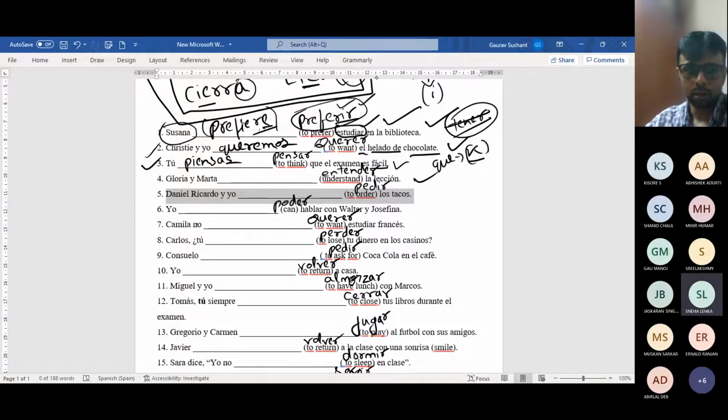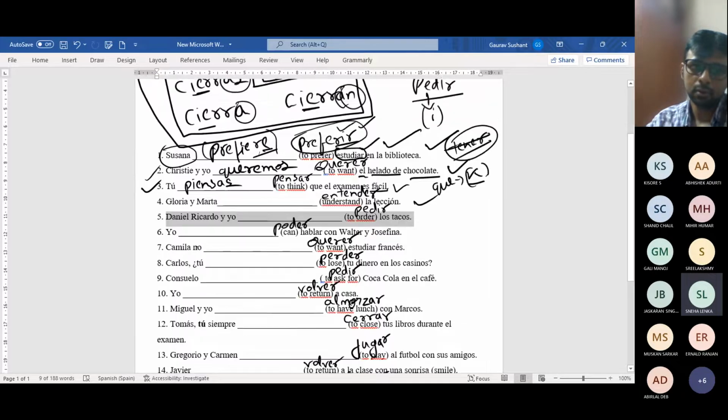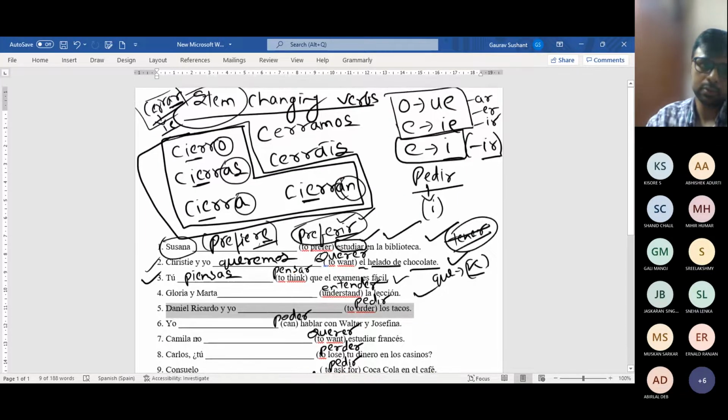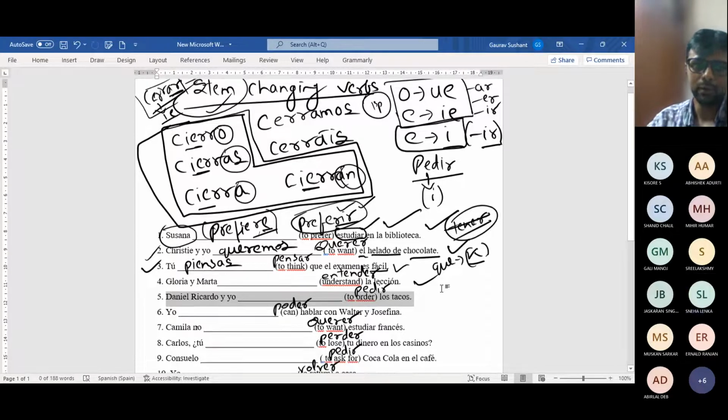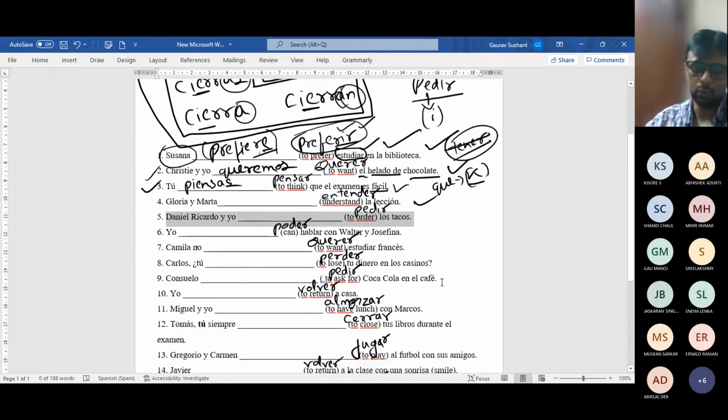Number four. Actually, I have a doubt. In the second one, queremos, why didn't we change the second last e into ie, because of this boot rule? Christy y yo is basically a subject which is first person plural. It is like nosotros. Yes, nosotros. Sorry, sir, I forgot. Yes, okay. Thank you.